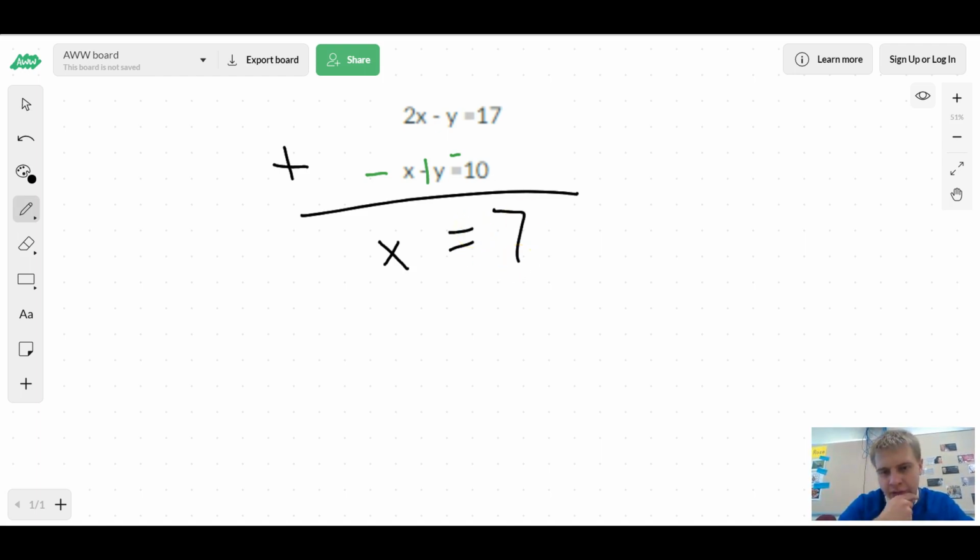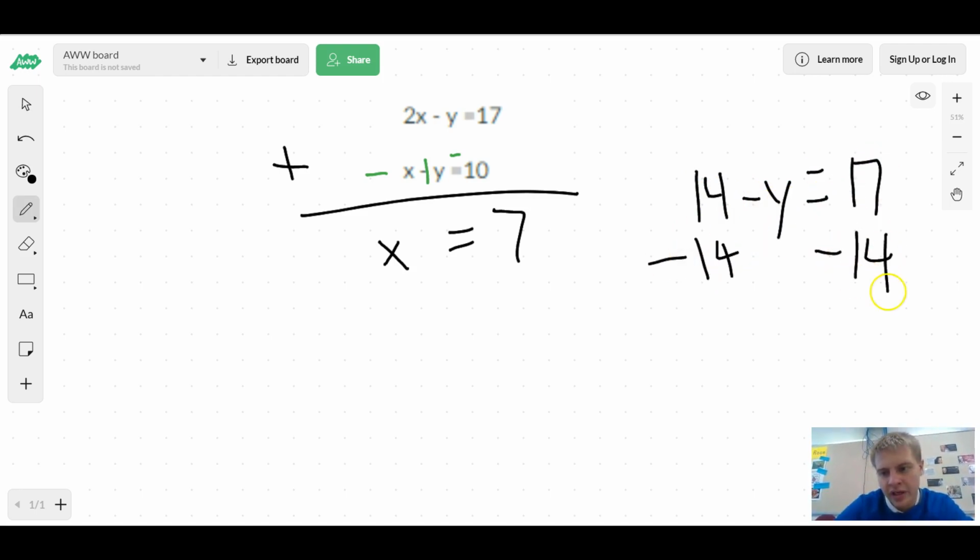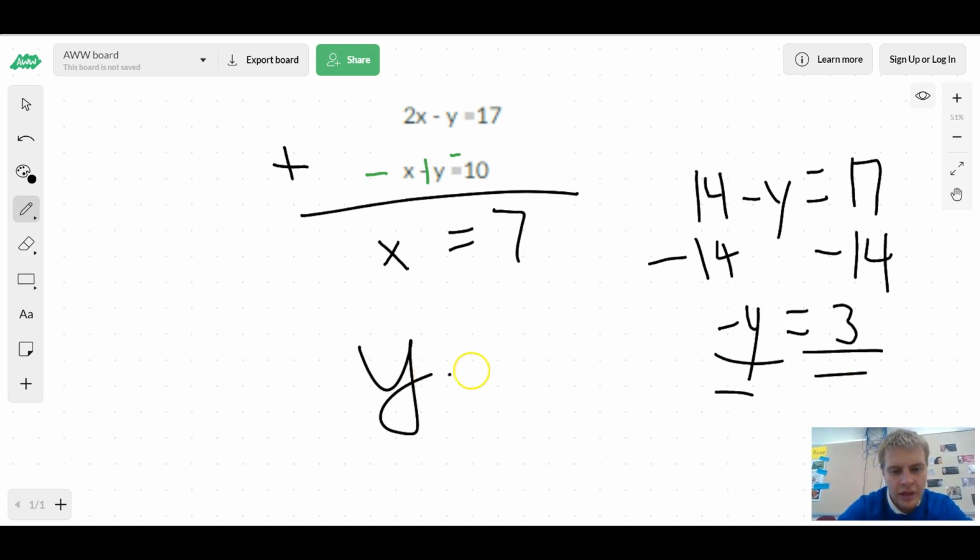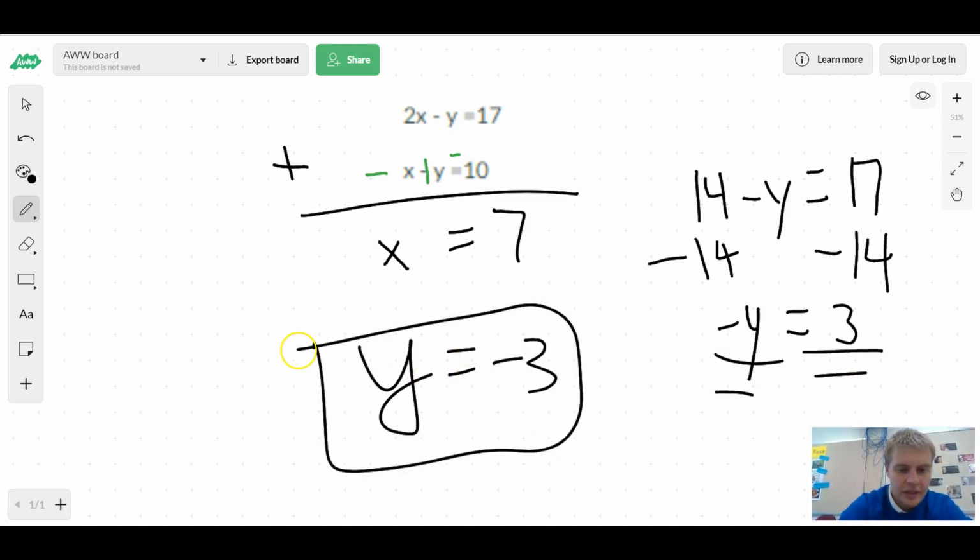So x is 7. If I know x is 7, how can I find y? I just plug that in. So it'd be 14 minus y equals 17. Subtract 14 from both sides. It's negative y equals 3. Divide by negative 1, and y equals negative 3. And those would be my two answers.